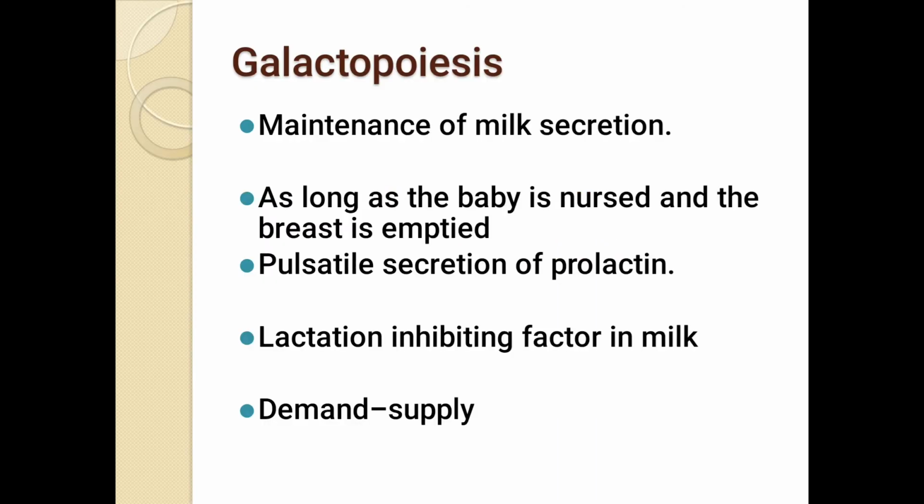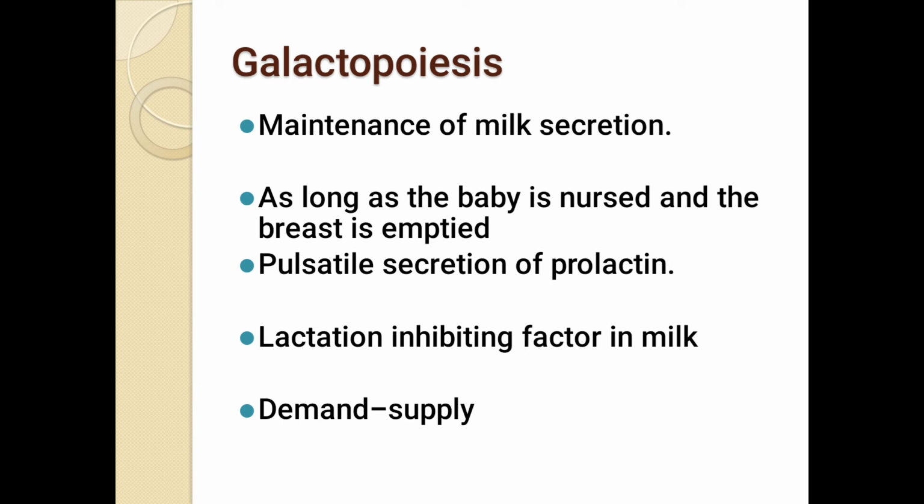So what is galactopoiesis? It is the maintenance of milk secretion after childbirth. Usually the prolactin level will fall after 10 days. But as I told you already, by the suckling reflex, not only oxytocin, there will be pulsatile secretion of prolactin with nursing. So each time the mother feeds her baby, there will be pulsatile secretion of prolactin, which will cause synthesis and secretion of milk, and also oxytocin, which will cause expulsion of milk.